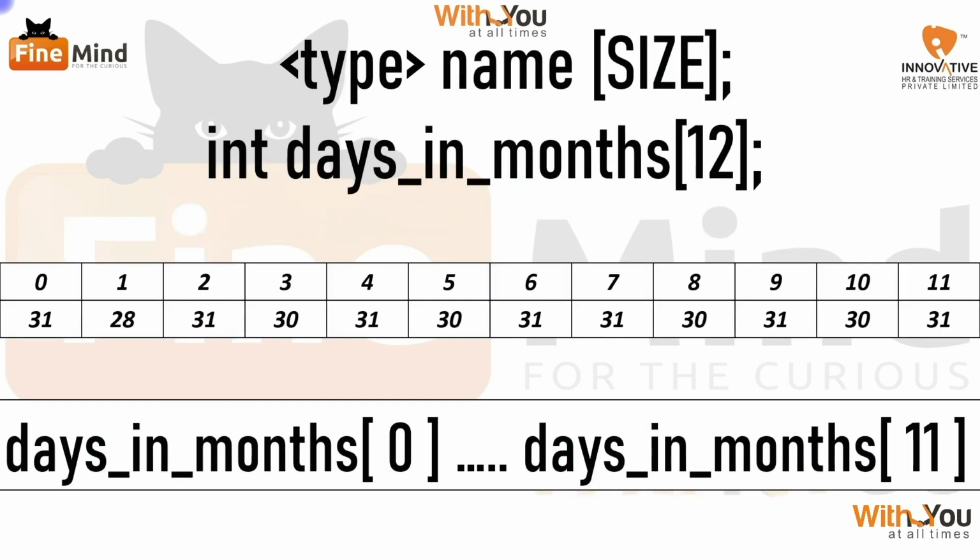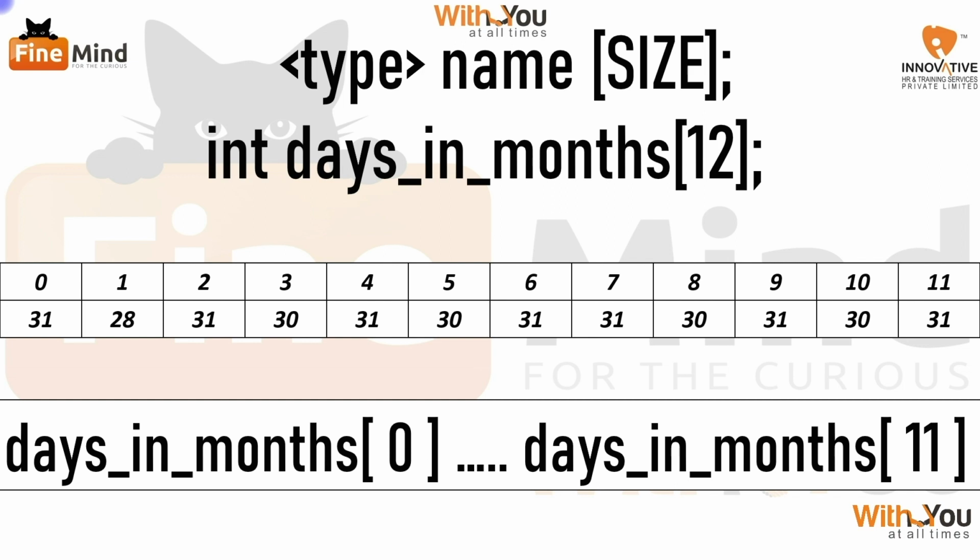Cool? Example, int days in months of 12, because I very well know that across the world in every country it's going to be 12 months. Right? Good. So how do I refer? Days in months of 0. Why? This index is fundamentally an offset. How much should I move? So days in months of 0 means don't move. Stay there. Days in months of 1: move 1 element. Move 5 elements.